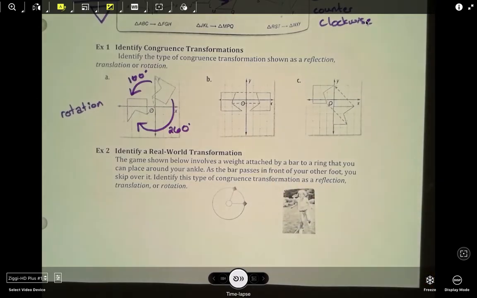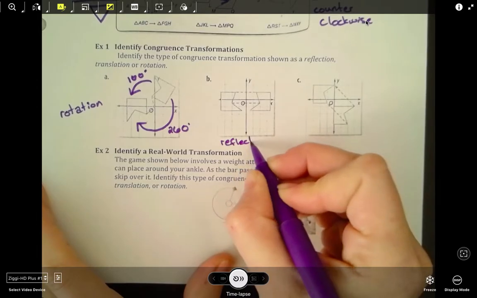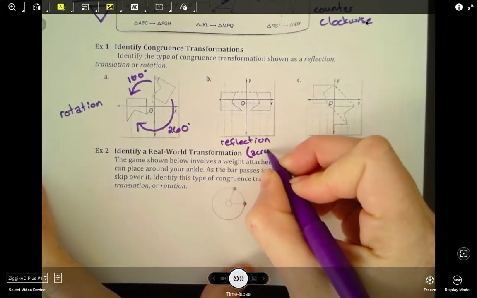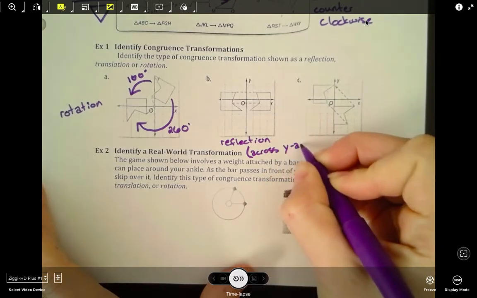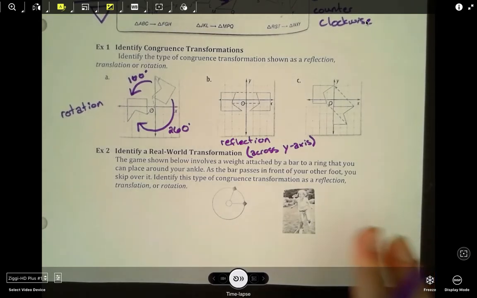What's this one? B. Reflection. And it's a reflection. You don't have to put this across the what? Y-axis. Reflection across the y-axis. Okay? You don't have to put across the y-axis. You just have to put reflection. But that'll be helpful later on.